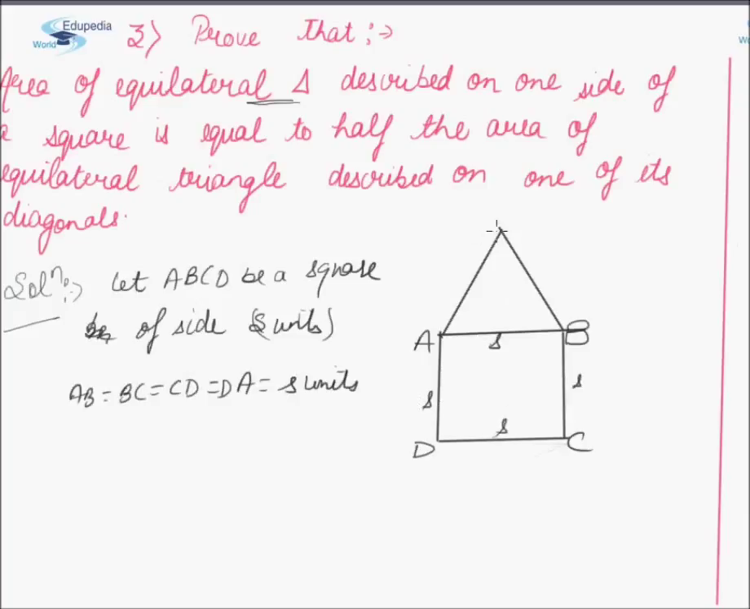Now since APB is an equilateral triangle according to the given question, therefore an equilateral triangle has all of its sides the same. Thus AP and PB will be equal to AB, that is S units. Now we have to describe another equilateral triangle on one of its diagonals. Let the diagonal used be AC.